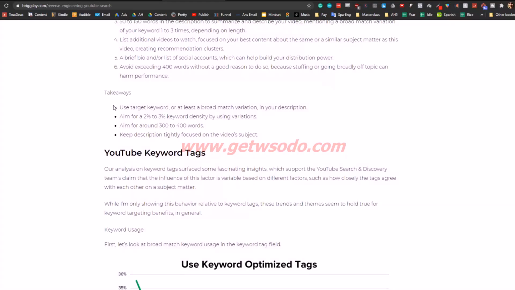So, well, we can read the takeaways as well. Use target keywords or at least broad match variation in your description. Aim for 2 to 3% keyword density by using variations. Aim for around 300 to 400 words. Keep description tightly focused on the video's subjects.